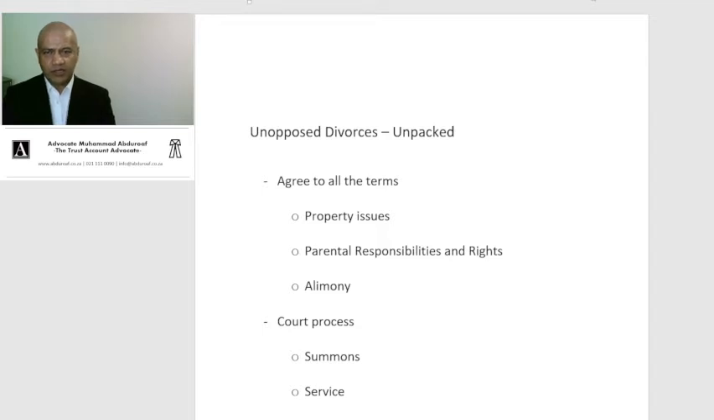A summons is basically a document issued by the Register of the High Court or the Divorce Court, the Magistrates Court, basically informing the other party that an action is being instituted. There's a case number over there, there's a stamp of the court, and attached to the summons would be a particulars of claim. Now, particulars of claim is a document whereby you outline what your case is.